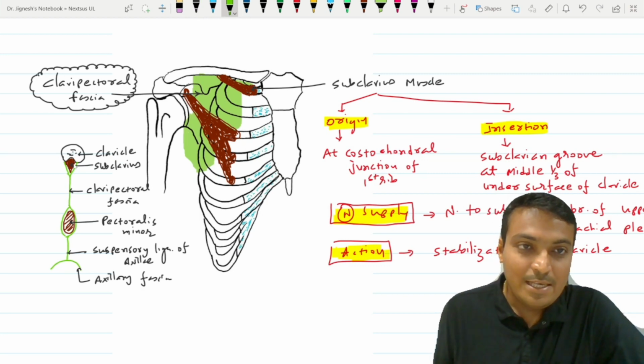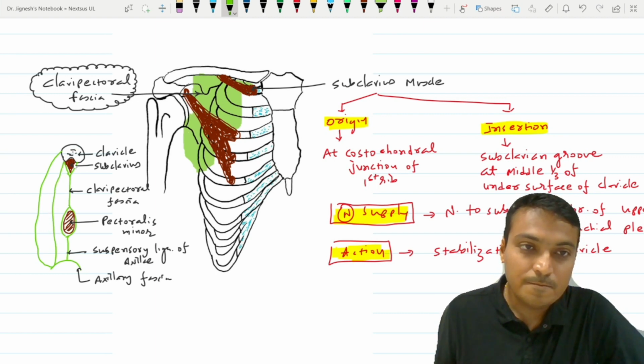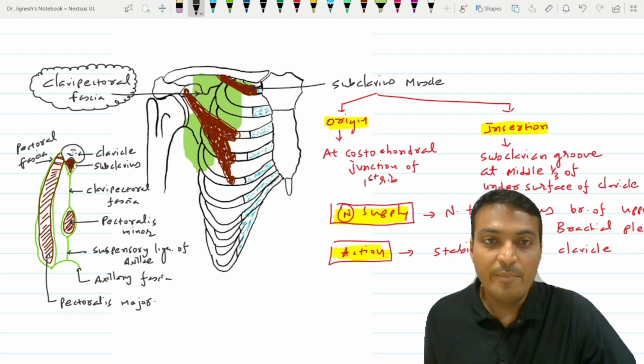This axillary fascia is nothing but a continuation of the pectoral fascia, and this pectoral fascia is enclosing the pectoralis major muscle. So this is the proper orientation of the clavipectoral fascia.